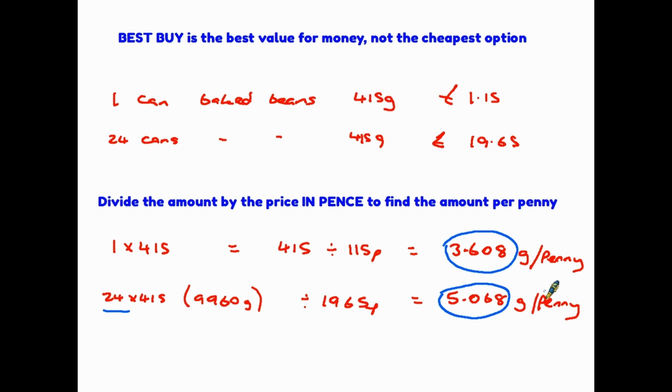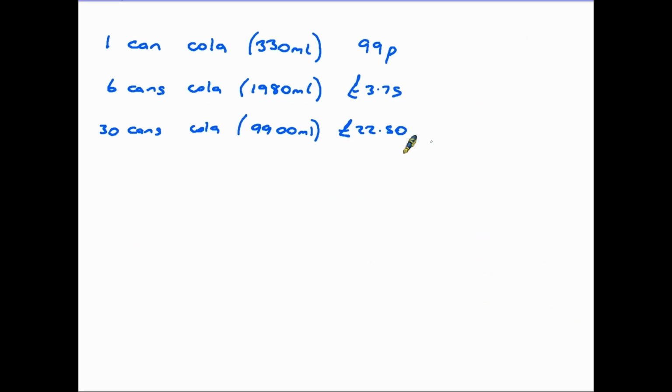Let's look at some more examples to see if we can make this nice and clear. So for this second example, again, I've looked on the internet and I found some prices. This time it's for cans of cola.